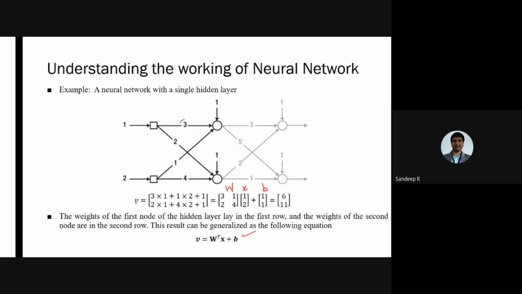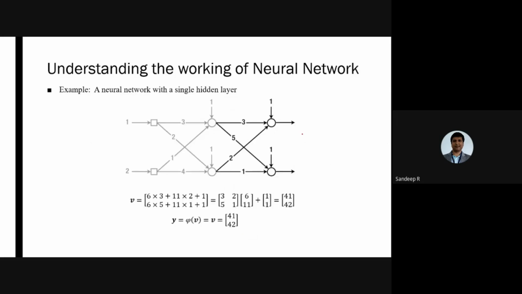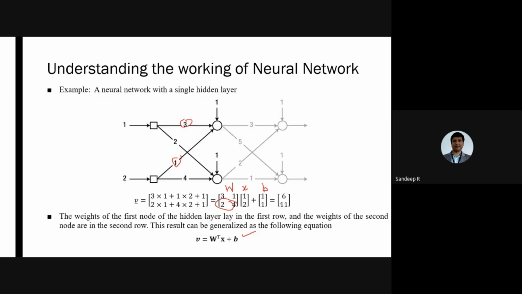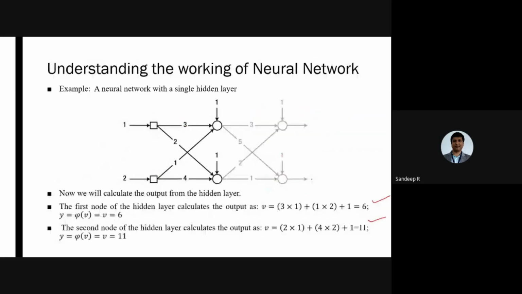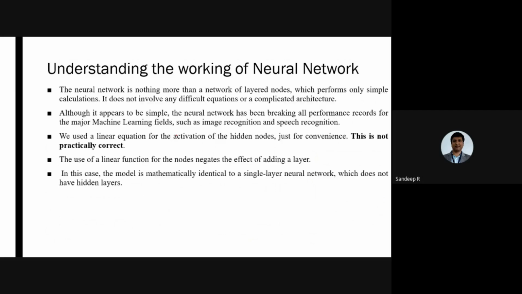You can see that whenever I was calculating here, 3 into 1, those are the weights of the first node, 3, 1. In the first row, we have the weights of the first node, and 2, 4, that's the weights of the second node, right? So weights of the first node, weights of the second node, and so on. Again, if I continue further, I'll get 41 and 42. It's the same thing that is shown here, 41 and 42. And you have completely done the by-hand calculations of a single hidden layer neural network.